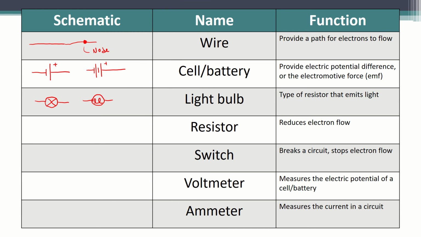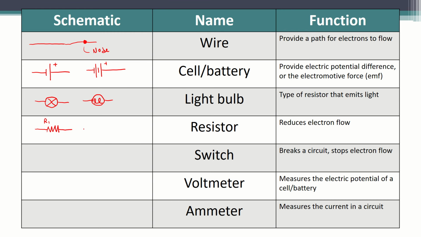A resistor itself is basically a type of conductor that reduces the amount of flow compared to the conductor wire. So a resistor is normally represented with this zigzag line, okay? And then we'll have a label, let's say resistor 1, so we'll say R1.